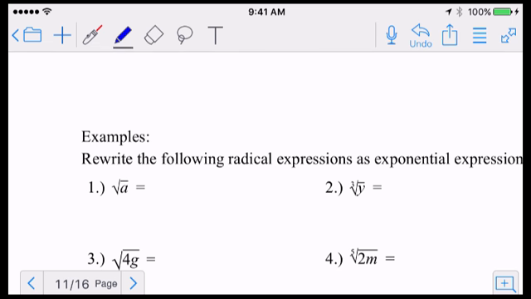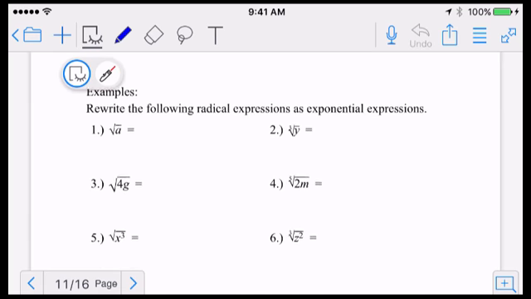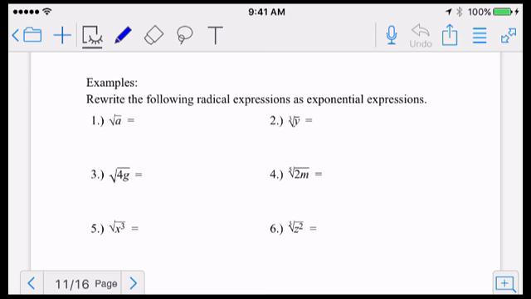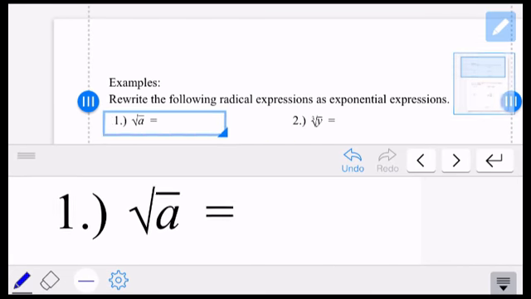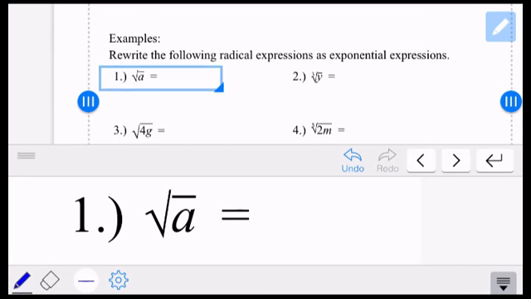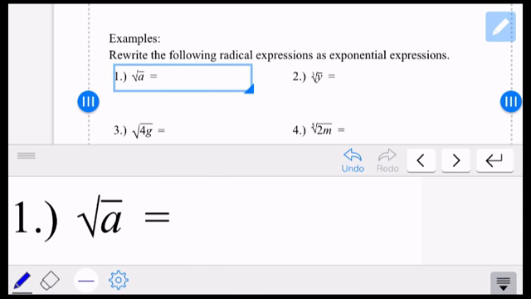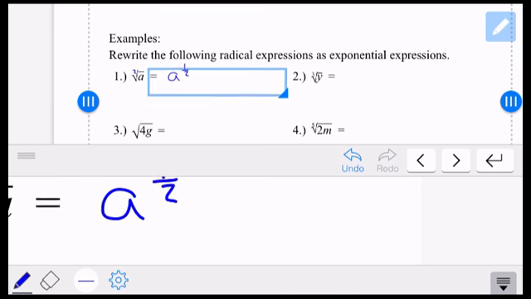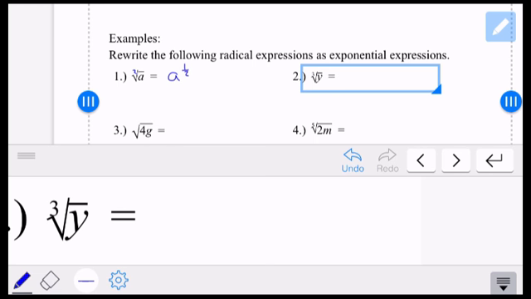We want to rewrite the following expressions as exponents. All of these are radicals. We want to write them as exponents. So we have the square root of a. What's that going to be as an exponent? Well, if it's the square root, remember that's like a 2, so that's just going to be a to the 1/2 power. Same thing over here. If we have the cube root, that's going to be y to the 1/3 power.